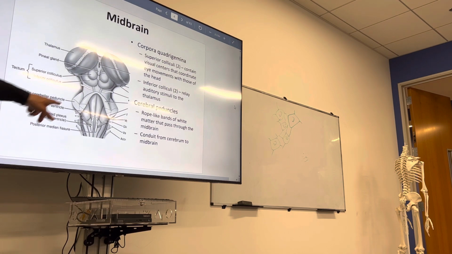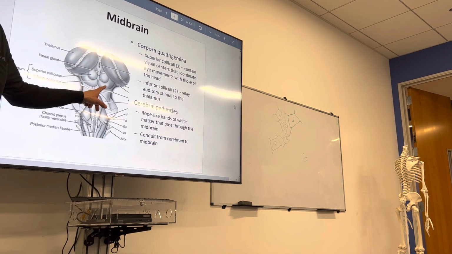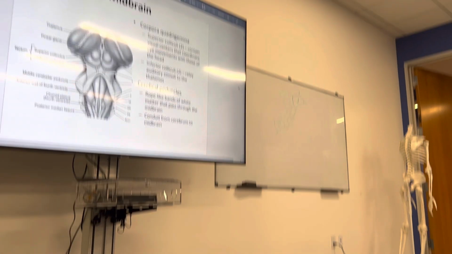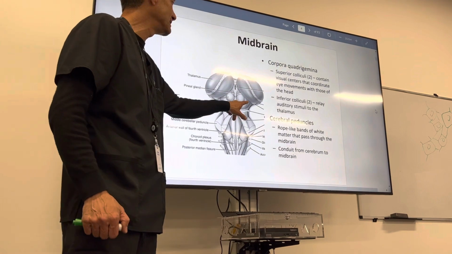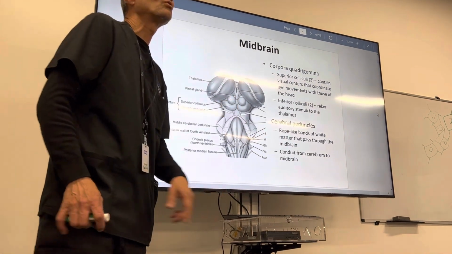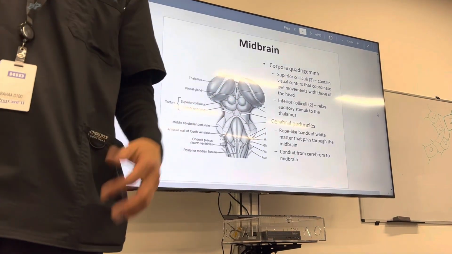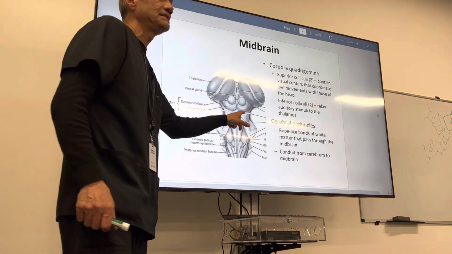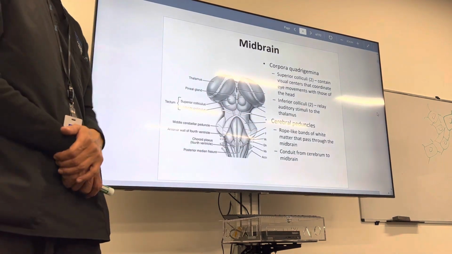So I'm seeing two large nuclei on my midbrain, and they give them a name. Superior colliculus, inferior colliculus, and both together represent the corpora quadrigemina, or you can call it the tectum, the way they call it right now. So those can be seen imaging-wise, and we'll point to them later on.